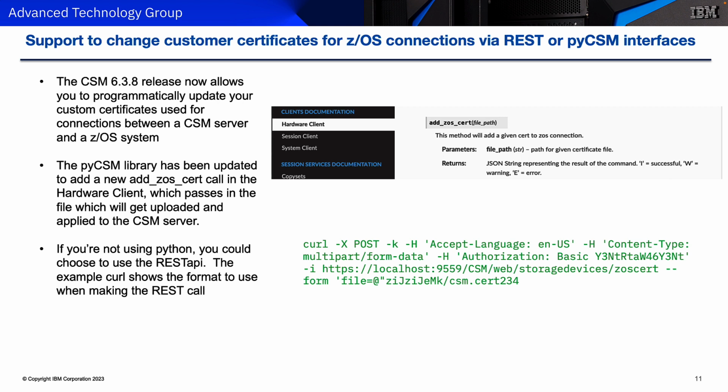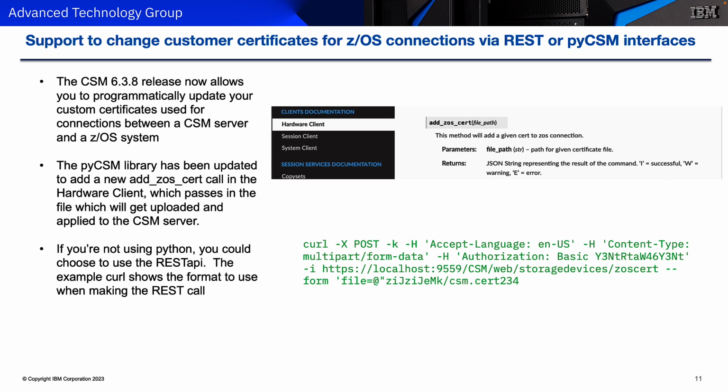All right, the next feature I'm going to talk about is the ability to update custom certificates for ZOS connections. CSM can connect through IP to ZOS systems, but when you make that connection, you have to create a certificate for SSL so that we have a secure connection. So anything we transmit over to that Z system is all encrypted and secured.